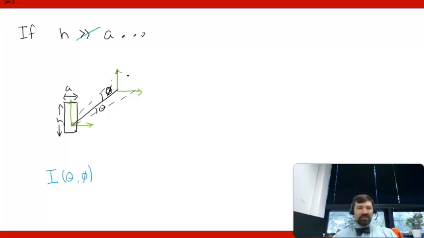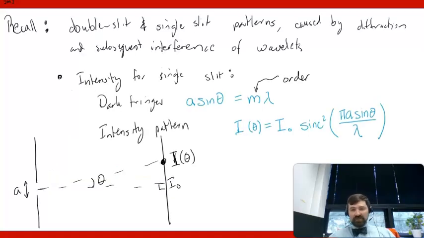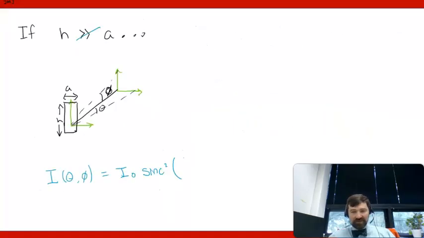Okay, and basically I expect this equation to work out the same as before, where I have the sinc squared function just as before, pi a sine theta over lambda for the horizontal part, except that now I have a vertical component as well. And so this ends up looking like pi h times sine of phi over lambda.